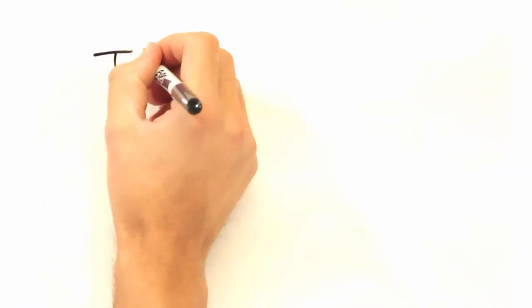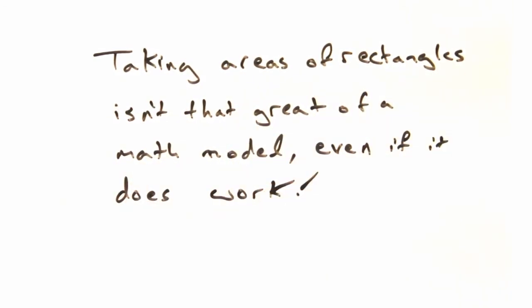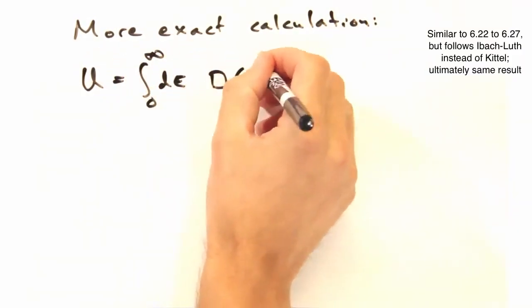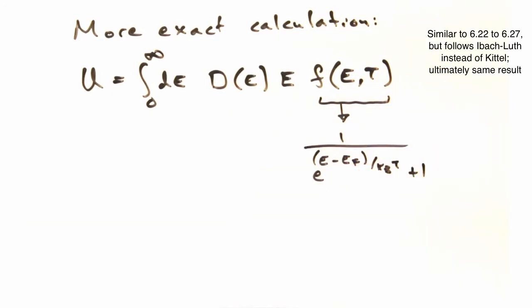At least speaking for the physicists in the room, taking areas of rectangles isn't that good of a mathematical model, even if it does work. Turns out we can get really similar results through some heavier math. So we want to start with our system energy, which we build by multiplying the energy at a given mode by the density of states and by the Fermi-Dirac distribution, and then we take the integral over all energies. Now if we look at our expression for the Fermi-Dirac distribution, we see these E minus E Fermi terms, and so we want to get an E minus E Fermi term in the integral so we can simplify it later.